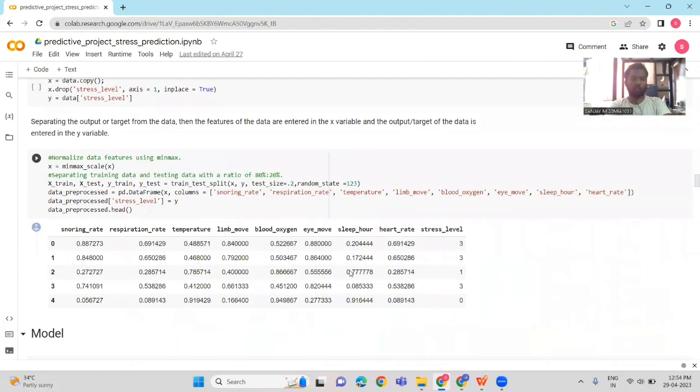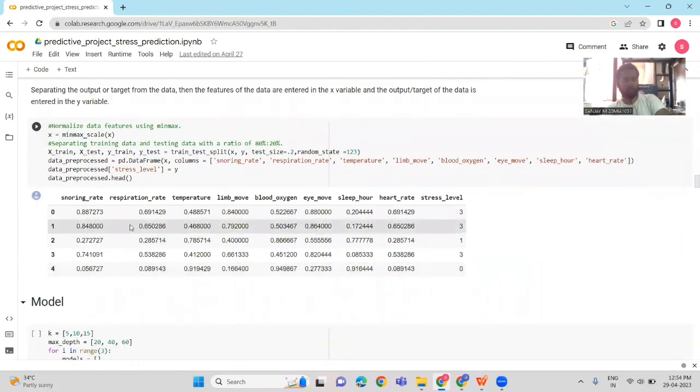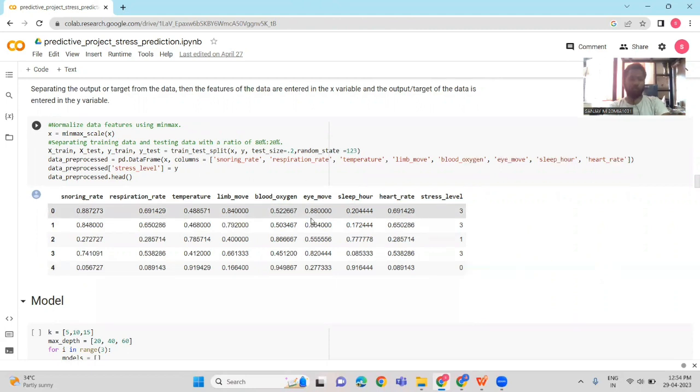We have split the data for training and testing. We have taken all columns except stress level as X, and the stress level column, the class column, as Y. Using train test split, we split the data 80-20: 80% training and 20% testing.